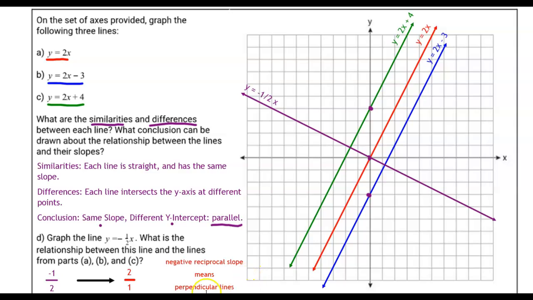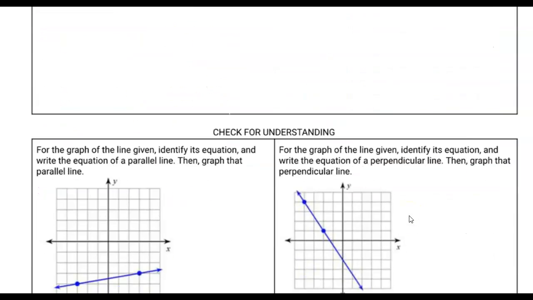And there's my conclusion. I can say definitively that if I can identify negative reciprocal slopes, that means that the lines are perpendicular. And also, if I can identify identical slopes, like all of these slopes are 2, that means the lines are parallel. That's the basic idea behind this premise.